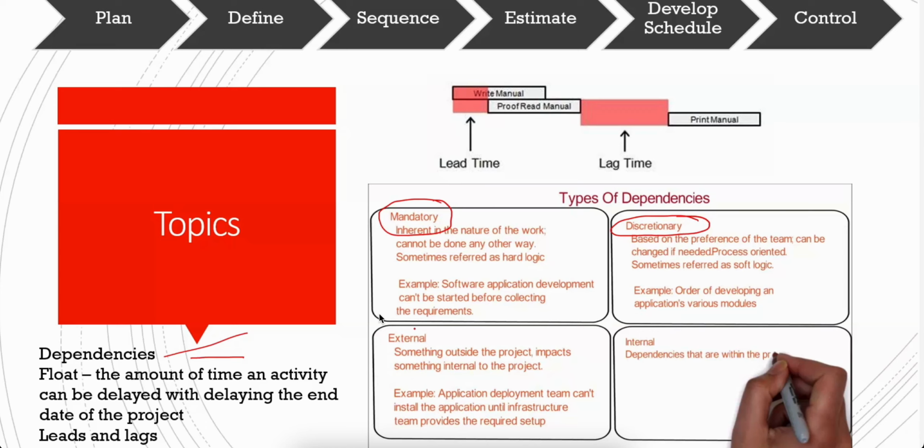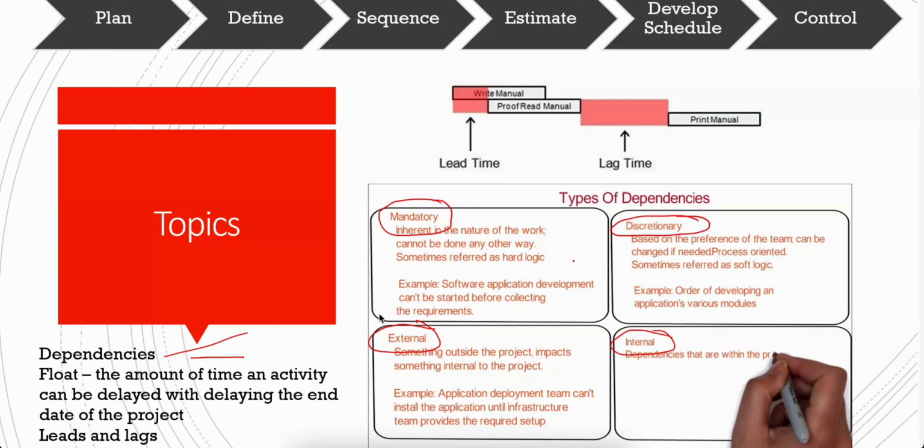And then you have some external dependencies and some internal dependencies. You could have an external dependency where you have to connect to some entity that is already in the system. An external dependency: something outside the project impacts something internal to the project. Example, the application deployment team can't install the application until the infrastructure team provides the required setup. So there's another team that has to do something that's external to your team, but it has to be done. So that's an external dependency.